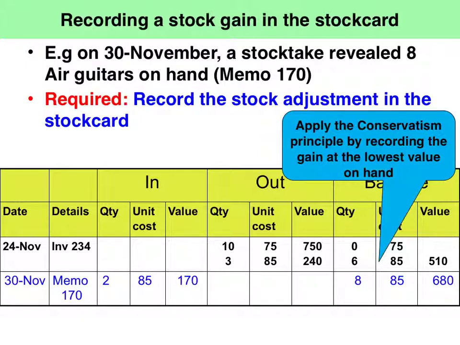So thus an entry is required to the in column of the stock card. Likewise, a debit in the general journal and the general ledger for the stock control account, and a credit to the revenue account stock gain.